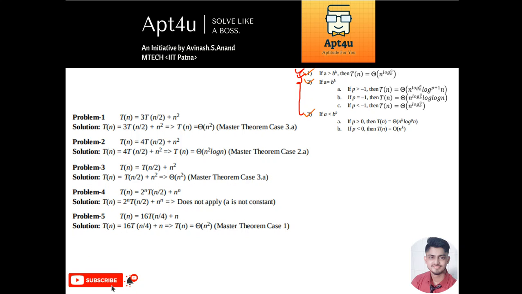Now what we will do is, we know that the constraints are: a should be greater than or equal to 1, b should be greater than 1, k greater than or equal to 0, and p should belong to any real number. Okay, fine. These are the constraints which should be satisfied. So all of them should be true.